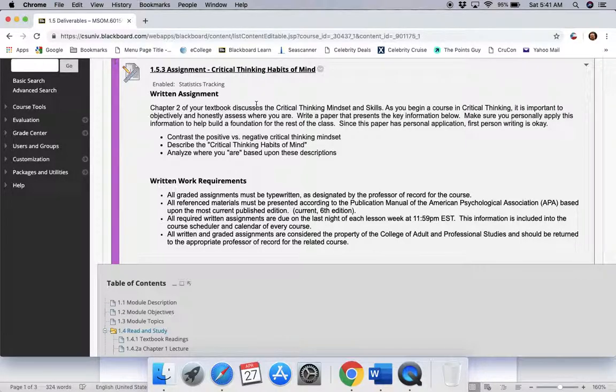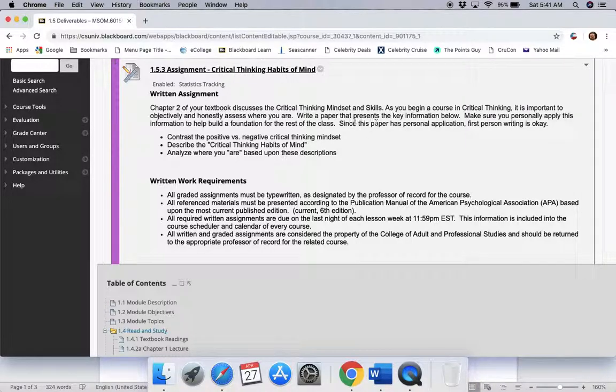One key thing to note here in the assignment for Module 1 is I'm asking you to highlight the critical thinking mindset and skills, answer these particular questions, but then I want you to communicate kind of where you are on this continuum, because anytime you start a class, I think it's important for you to understand, well, what kind of baggage you're bringing in, where you are, what your mindset is as you approach it.